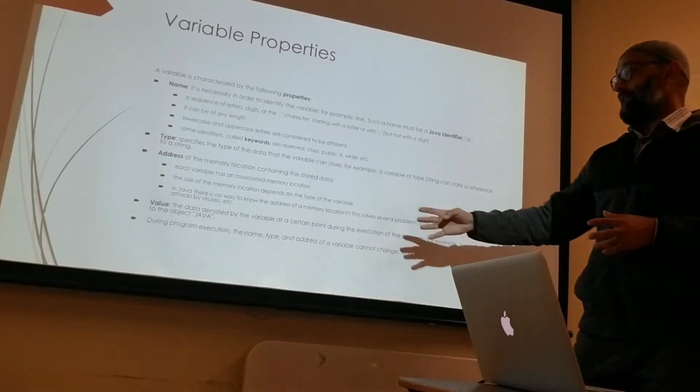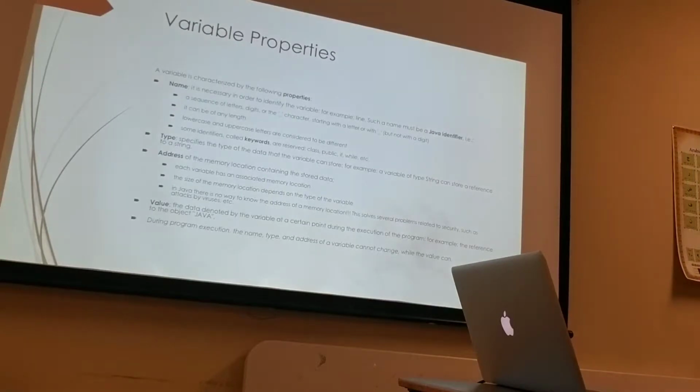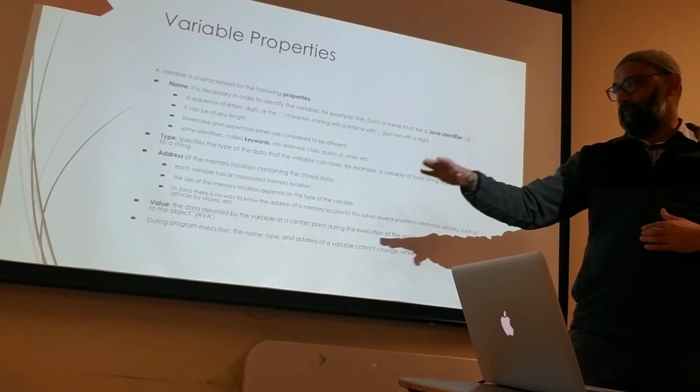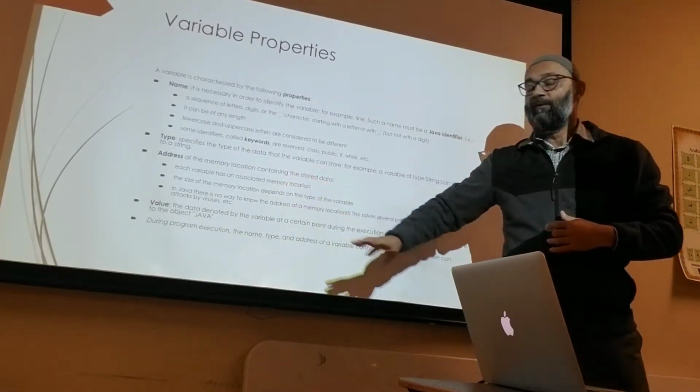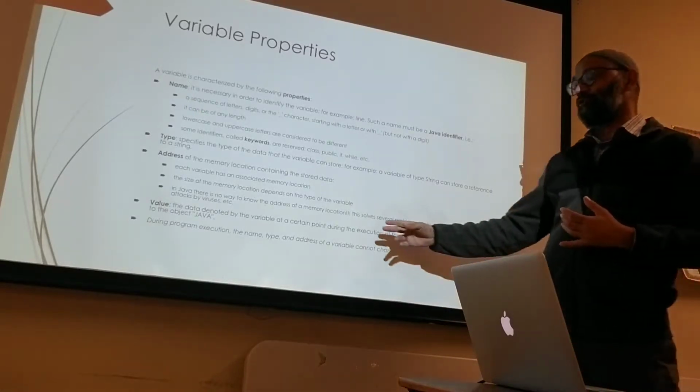A variable has an address. An address means in the memory, since a program runs in memory. So in the memory, the variable is placed somewhere. Why we say it, we will maybe someday need it, but for the time being, you just need to know this is part of the property that a variable has an address. And then a variable has a value.